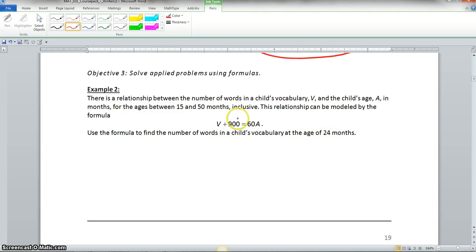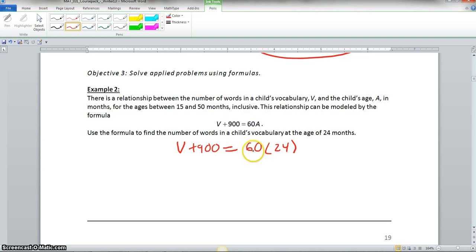Okay, so first of all, it says there's a relationship between the number of words in a child's vocabulary, V. So we're trying to find V. So we'll write V plus 900 is equal to 60. And then we have to find out what A is. A is the child's age. So the child's age here is 24 months. So we'll just put 24.